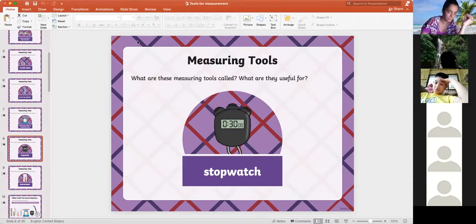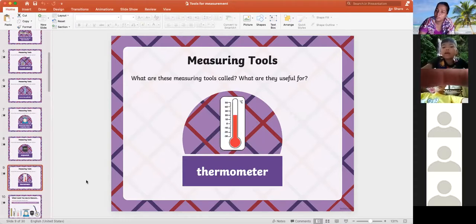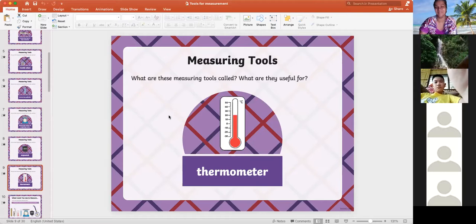Let's look at one more example here. This is called a thermometer. What do we measure with this? Hot and cold temperature. We measure temperature. Okay, that's right. We measure whether something is hot or cold using a thermometer.